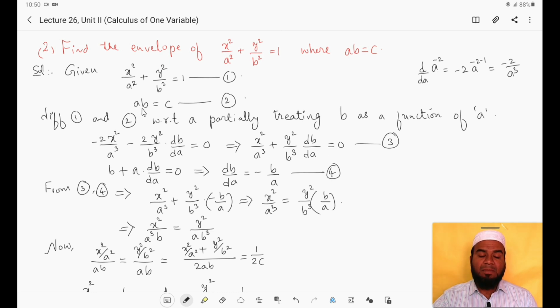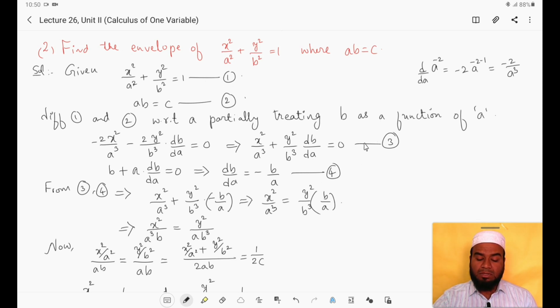Now ab, if a plus b is there, we have to differentiate a separately, b separately. But here a, b are in product, multiplication. We have to apply UV rule. So first b as it is, derivative of a is 1. So we will get b. Then a as it is, derivative of b is dB by dA. Derivative of c is 0. Then dB by dA equals to, you take this b this side, right hand side, minus b by, and a is there, so minus b by a. Consider this as 3 and 4.